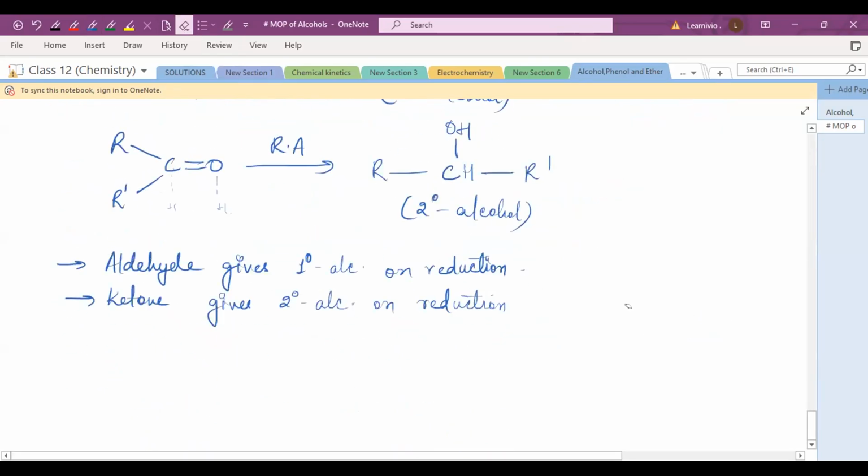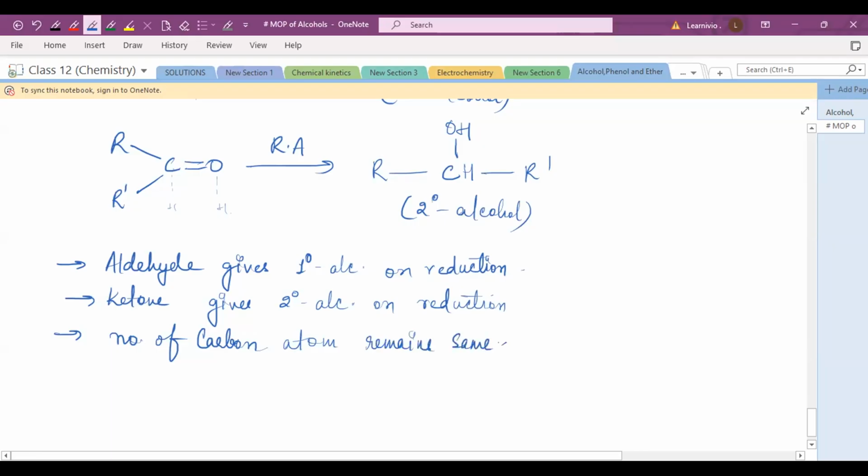Okay, now let's do the question. So ketone gives secondary alcohol on reduction. And one more thing, the number of carbon atoms will remain the same. There will be no change in carbon atoms, only hydrogen will increase. Hydrogen is increasing. So the number of carbon atoms remains the same.